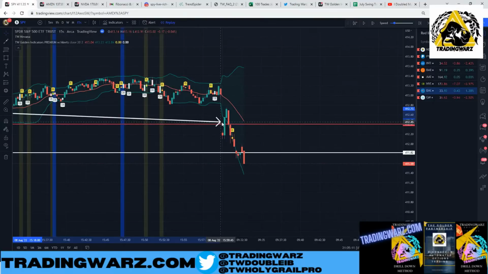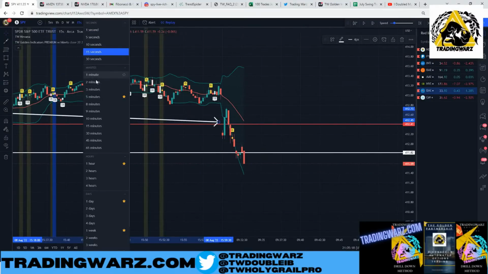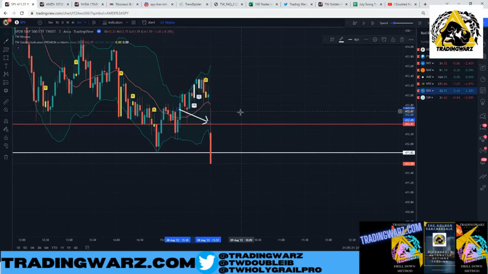So we're short and it looks a little bit scary for a while, right? Because we make another green candle and then boom, we start to flush down. And that's exactly what I'm looking for at the open. I want to see that line act as a resistance. If it doesn't act as a resistance within a few candles, I just cut the position.